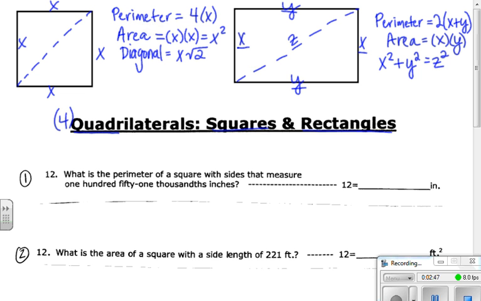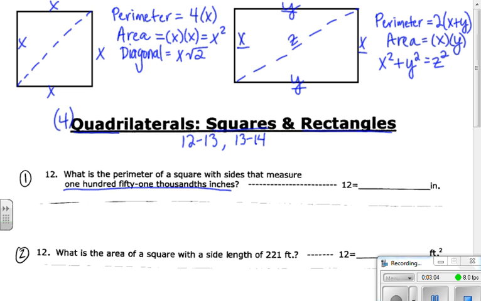Okay, so let's start looking at some problems. All these problems came from the last 2 years of tests, so from the 12-13 and 13-14 school years. Question number 1, what is the perimeter of a square with sides that measure 151 thousandths inches?